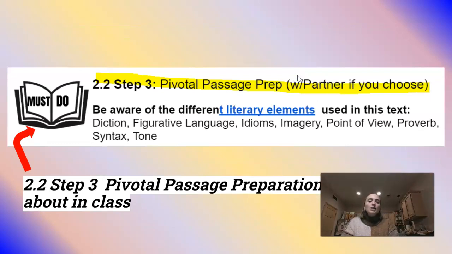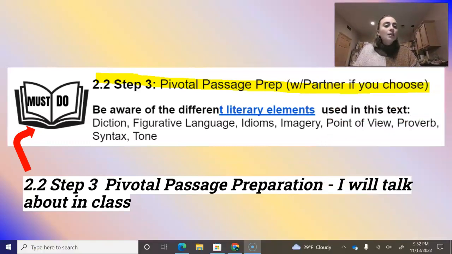And then 2.2 step 3 is in your packet. It's a must do, and it says pivotal passage prep. I'm going to talk about this step tomorrow in class. So we are going to go over this.